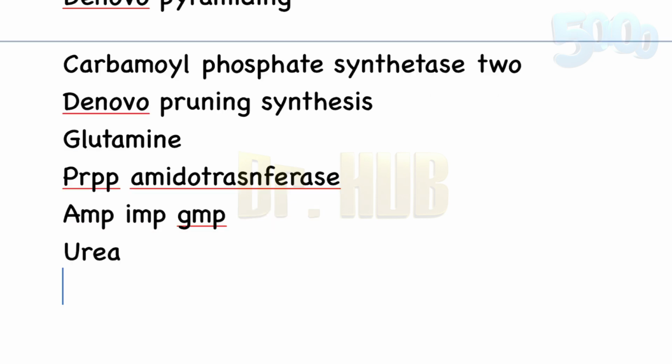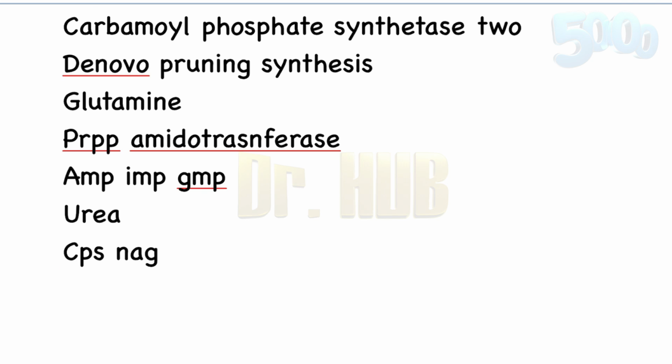Then the urea cycle. It is by carbamoyl phosphate synthetase 1, CPS1, and the regulator is N-acetylglutamate, the NAG plus.